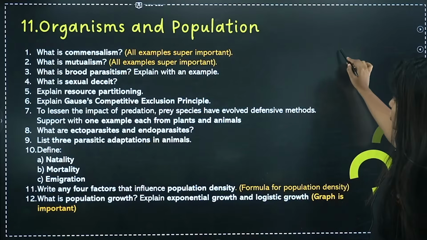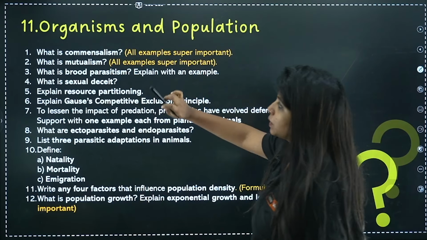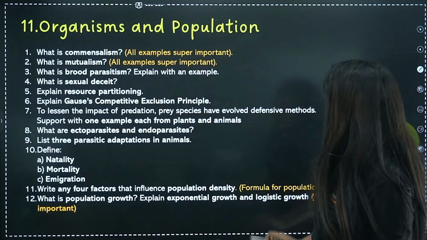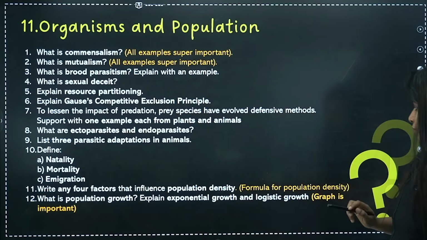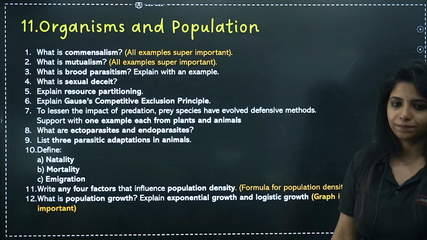Now, organisms and population, again, these are the important topics. All examples are super important for commensalism as well as mutualism. Gause's competitive exclusion principle, everything has been mentioned. The formula for population density is also important. The exponential and logistic growth graphs are important, so please go through them. Okay?